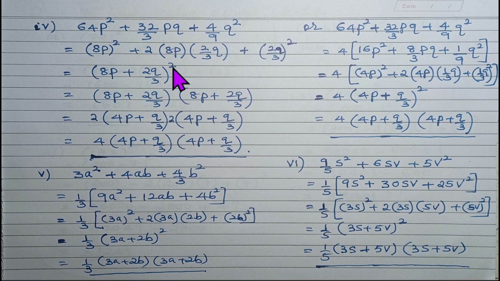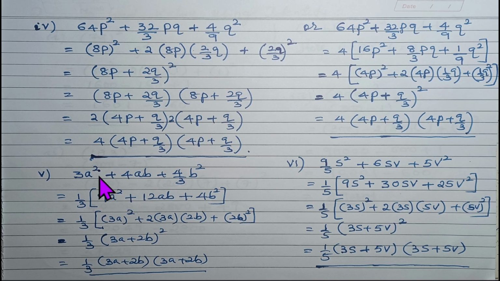Okay, now we can even do this example by taking the initial stage itself. That is what I have shown here. In this I have 4 common, so I have taken 4 outside. So it will be 16p² + (8/3)pq + (1/9)q². So apply the identity here and get the same answer. Either you go by this method or that method, both the methods are correct. But the better way is you take 4 common first and then go for the application of identity.